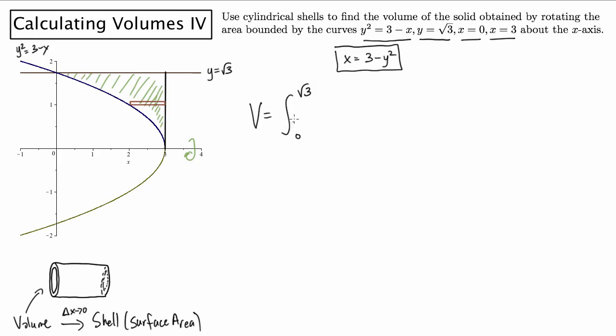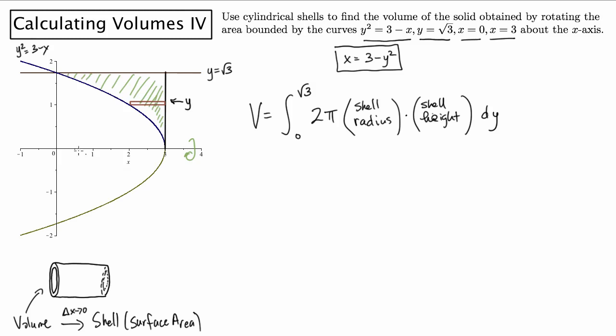And so the formula for Shell's method is the surface area of a cylinder, which is 2 pi times the radius, and in class I've been calling it the shell radius, times the height, which is in this case, what I'm calling the height of the shell. So this is how we handle any shell method or cylindrical shell problem, and I'm integrating with respect to y because this particular rectangle is any y between 0 and root 3. And so that's why my integral runs from 0 to root 3 in this case.